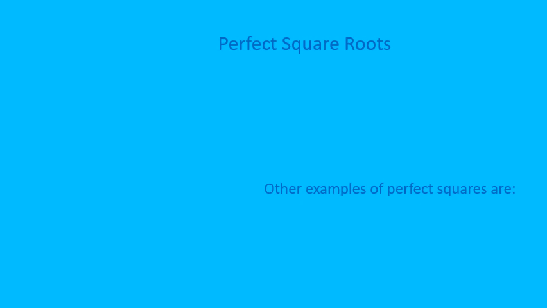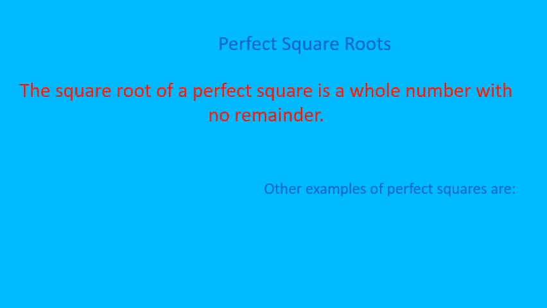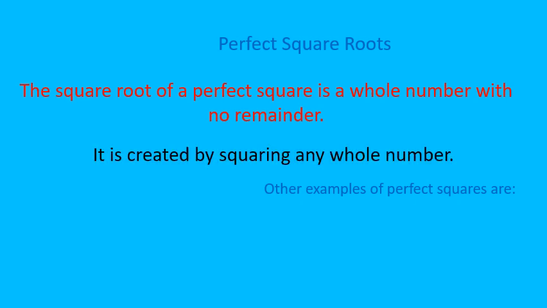Now we will talk about perfect square roots. The square root of a perfect square is a whole number with no remainder. It is created by squaring any whole number. For example, 7 squared equals 7 times 7, which equals 49. The opposite of that, the square root of 49, equals 7.